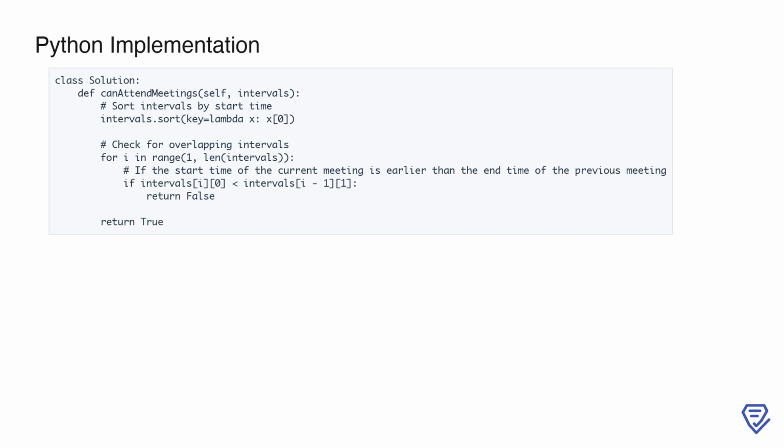1. Sorting the intervals. The input intervals list is sorted based on the start times of the meetings. This ensures that meetings are in chronological order, making it easier to check for overlaps. 2. Iterating through intervals. After sorting, the algorithm iterates through the intervals starting from the second meeting, index 1. The goal is to compare each meeting's start time with the previous meeting's end time.